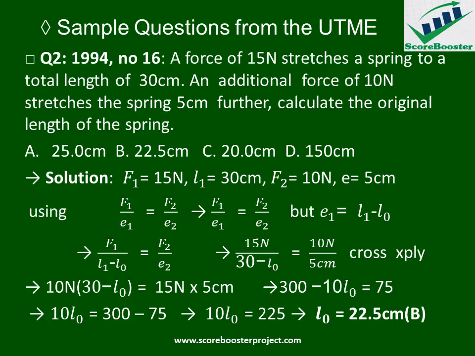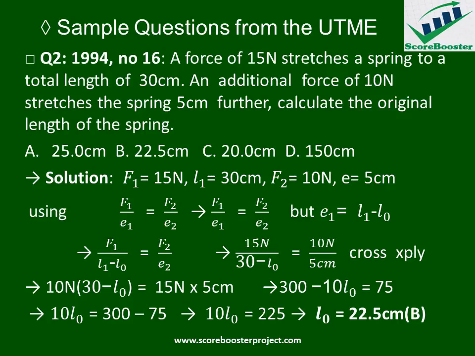10 times 30 will be 300. Then minus 10 times L0 will be 10 L0 equals 15 times 5, which will be 75. Then you can collect the like terms to get 10 L0 equals 300 minus 75. Then that means 10 L0 is 225.